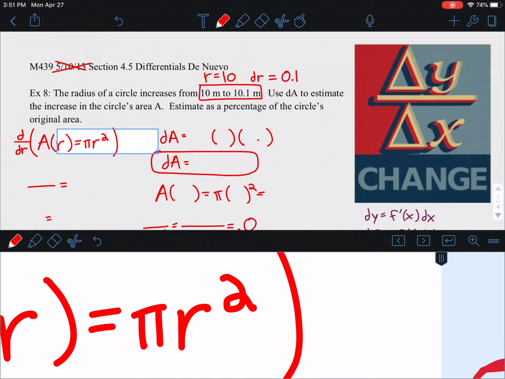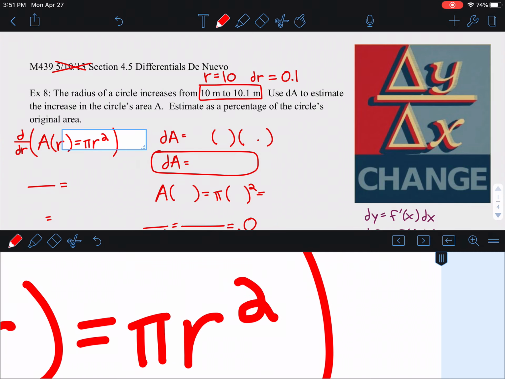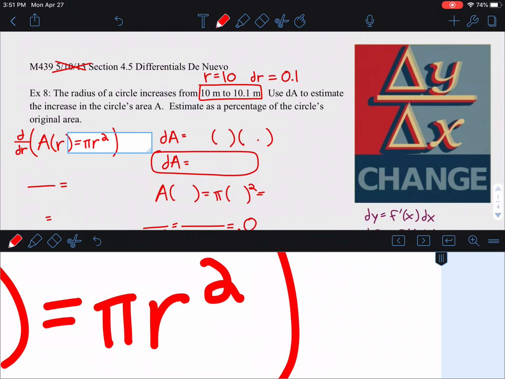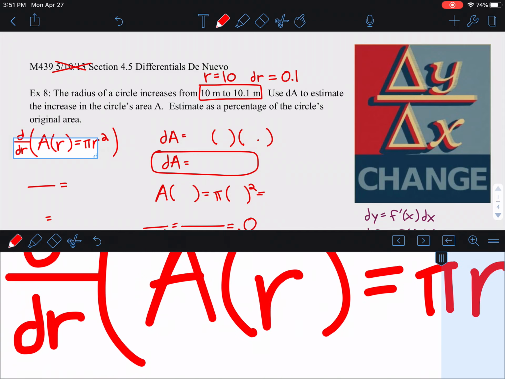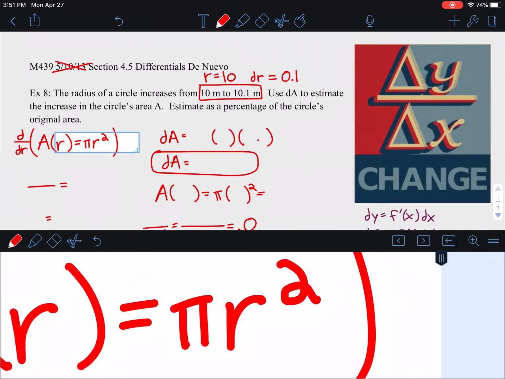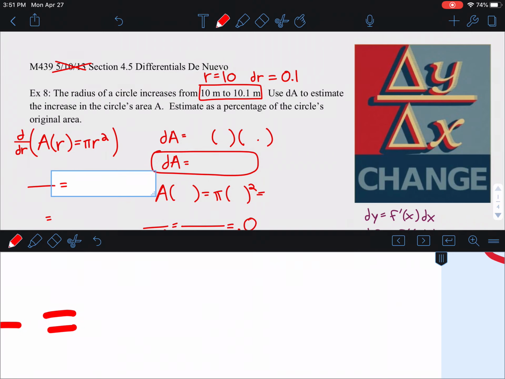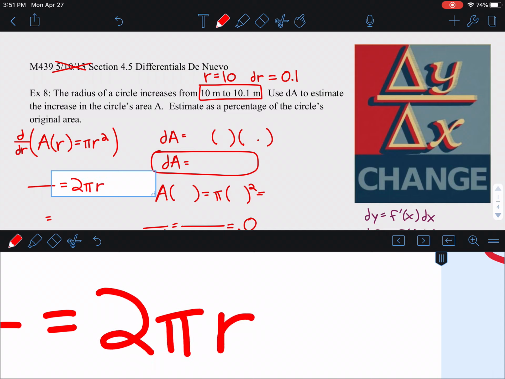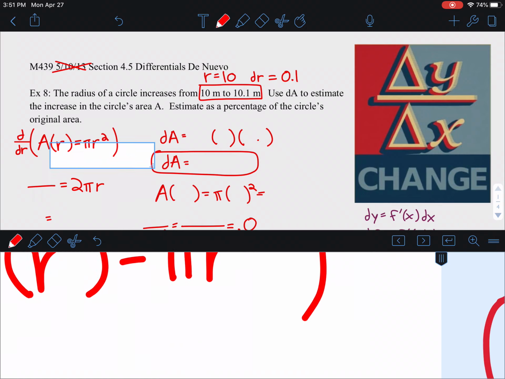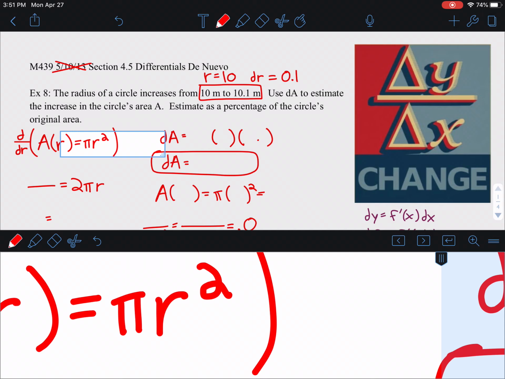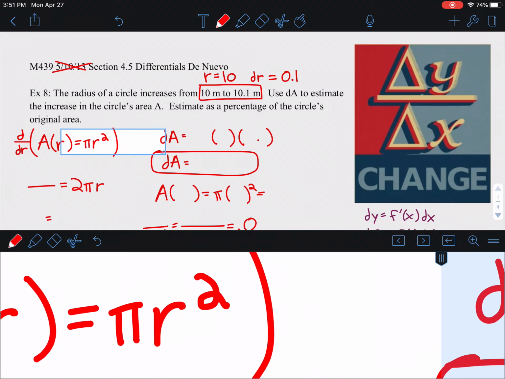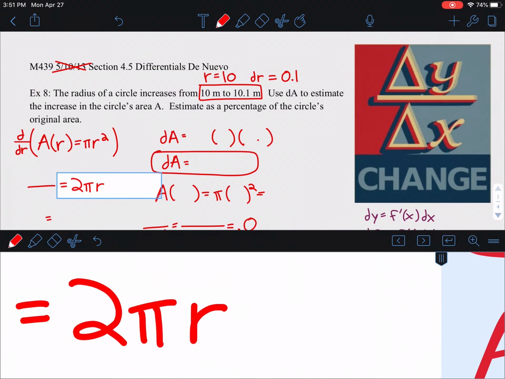Okay, I'm going to start with the right-hand side here, because that's going to be the easier side. Pi r squared, again, derivative with respect to r. This is just going to be the power rule. And so the 2 comes down, I get 2 pi, and then r goes to the first power, so I get just 2 pi r. Now something interesting I want you to notice. What is the derivative of the area of a circle formula? 2 pi r, which is the circumference. Just a little fun fact.